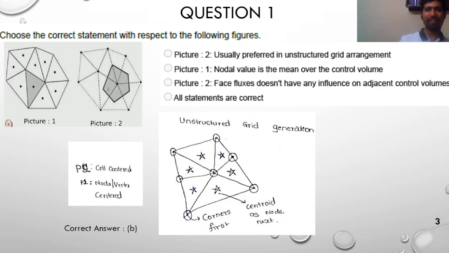In general, in the finite volume method also, because that is kind of intuitive and not difficult to do. You just generate a grid, then you calculate the centroid. You know how to calculate the centroid, and then you assign this as a node. Then you do the calculation. So that is quite easy.